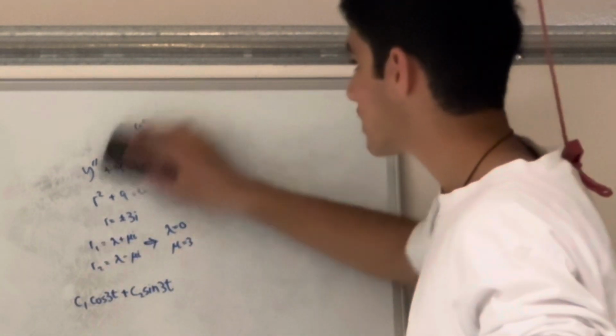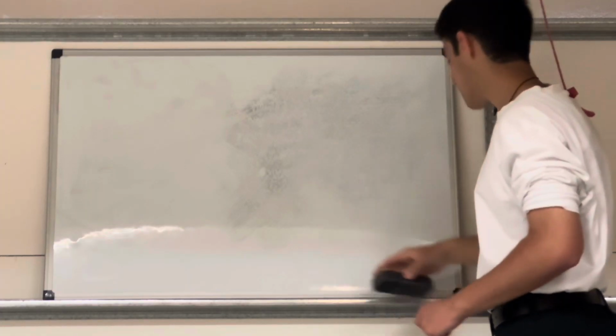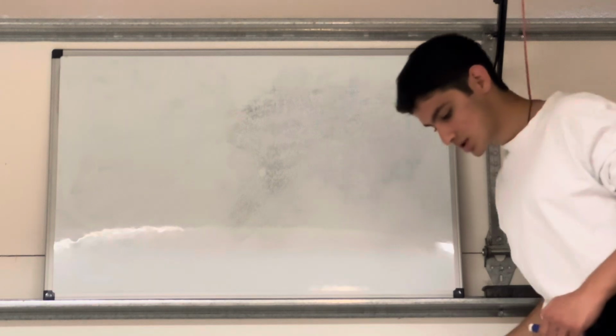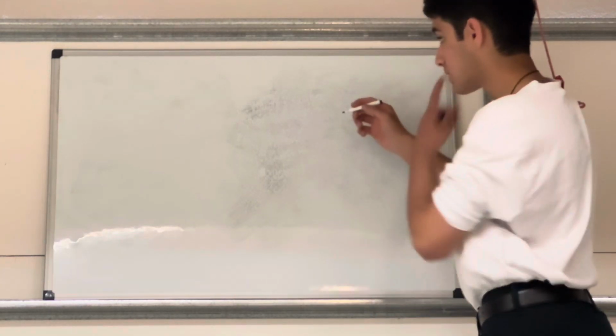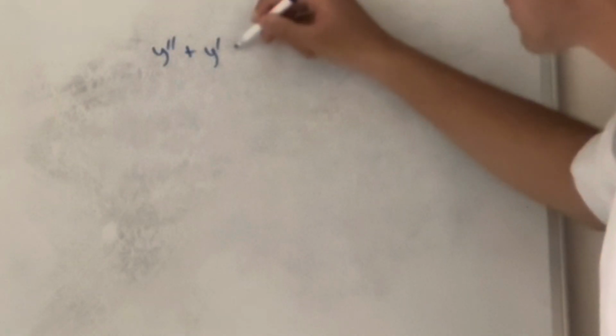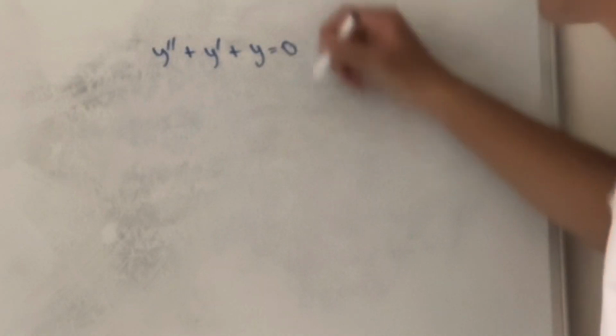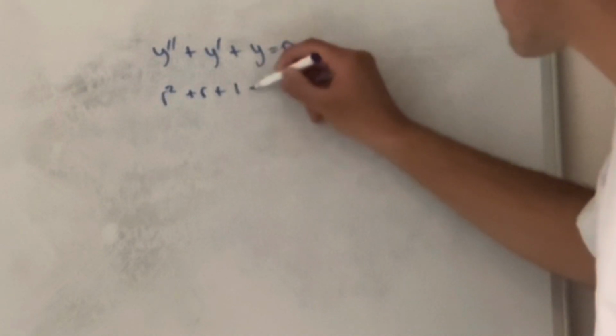We're going to take a look at another one that uses the exact same process, but it's a little bit more long-winded. And I think there are also initial conditions in this one. Okay, no initial conditions in this one. It looks very simple, but the answer won't be as neat. I'll just warn you. So this is what we're given. The first thing we do is find the characteristic equation. So r squared plus r plus 1 equals 0.